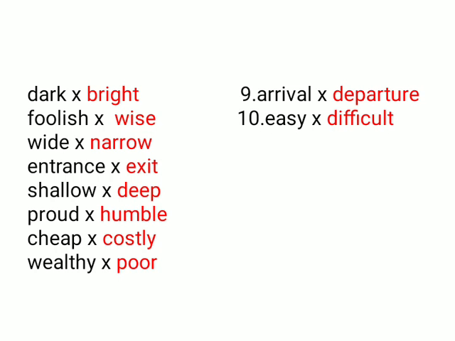See here, dark, bright. This means opposite of dark is bright. Next, foolish, wise. Opposite of foolish is wise. See the next one, wide, narrow. As we have discussed this all now, opposite of wide is narrow. Entrance, exit. Opposite of entrance is exit. Next, shallow, deep. Opposite of shallow is deep.